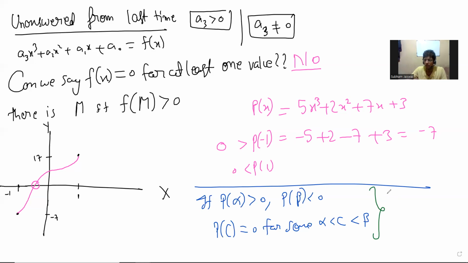So this is called the intermediate value theorem, and you can look this up on the internet also. It's a very interesting theorem. So yes, at least for that cubic, there is some value for which it is 0.